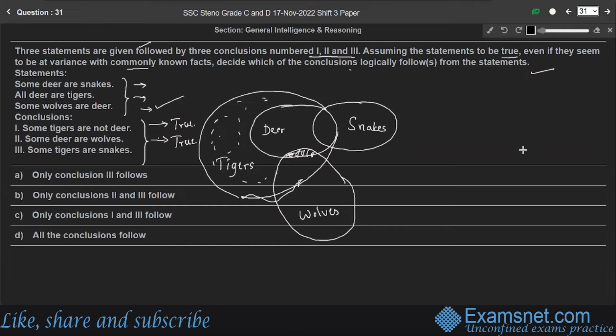Next one, some tigers are snakes. Look at the set of tigers and the set of snakes. Yes, some portion of tigers are snakes. Because of the first statement, some deer are snakes, so this portion is also a portion of tigers, which is also true. Therefore, all the conclusions are true. So when it comes to conclusion 1, some tigers are not deer, which is true. So all the conclusions are true. So option D is the right answer.